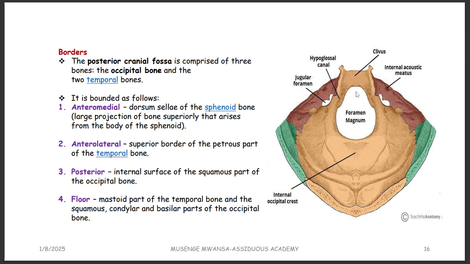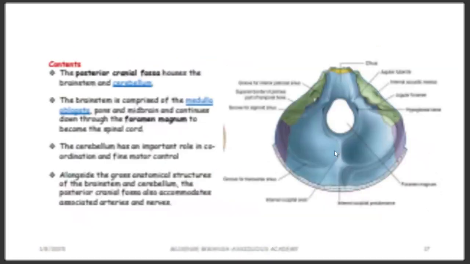And then anterior lateral on the sides, you have got the superior border of the petrous part of the temporal, which was actually the posterolateral border of the middle cranial fossa. And then posteriorly, you have got the internal surface of the squamous part of the occipital bone, the flat part of the occipital bone. And then the floor down here, you are going to have the mastoid part of the temporal bone, which is this part, and the squamous, condylar, and basilar parts of the occipital, just the majority of the occipital bone. Okay, that is what will make up here.